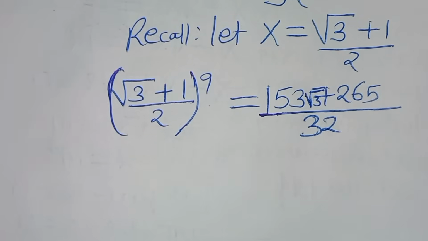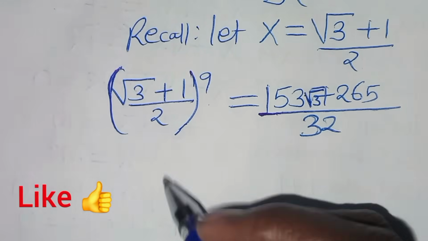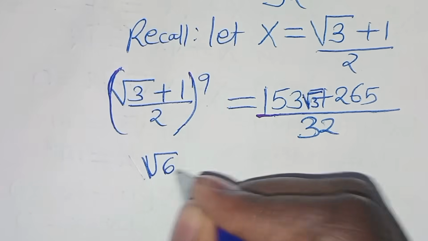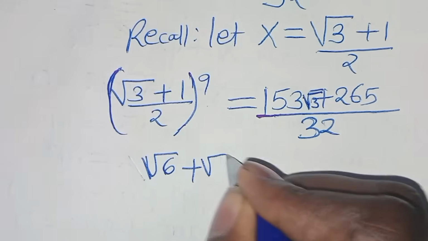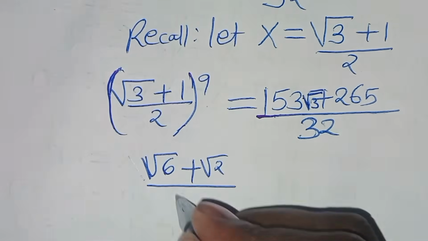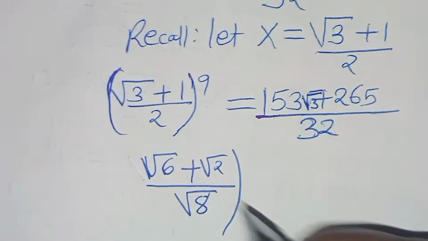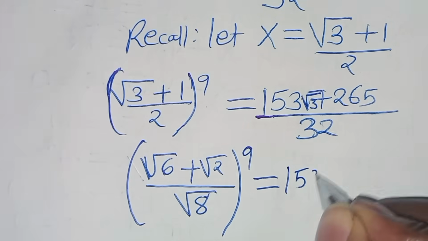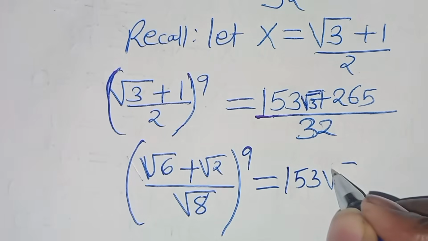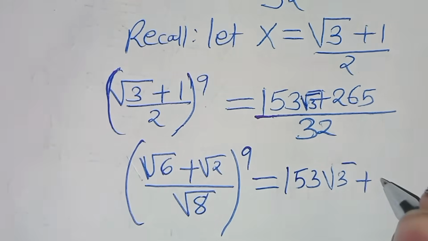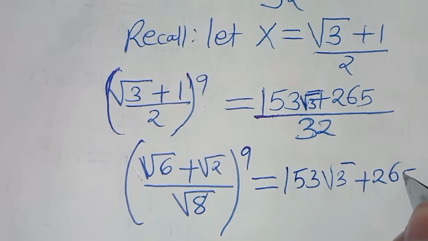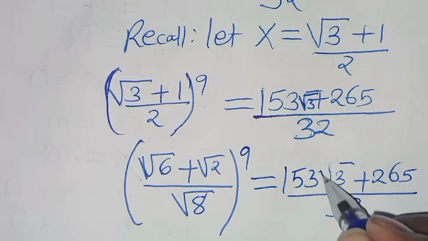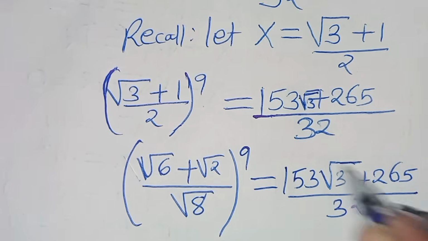So this implies that the solution to this square root problem, which is square root of 6 plus square root of 2 divided by square root of 8 raised to the power of 9, is equal to 153 square root of 3, then plus 265 divided by 32. So this is the solution to this square root math problem.